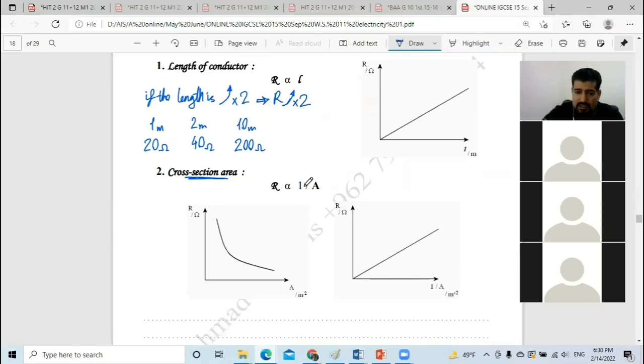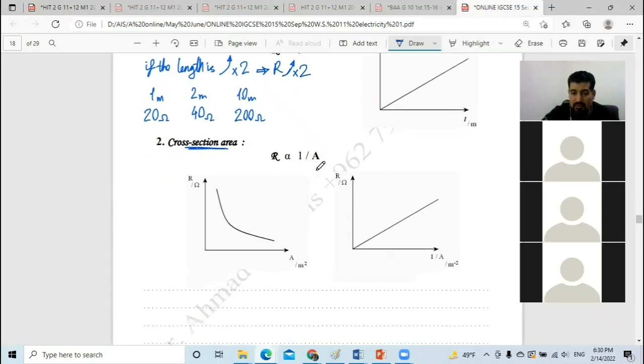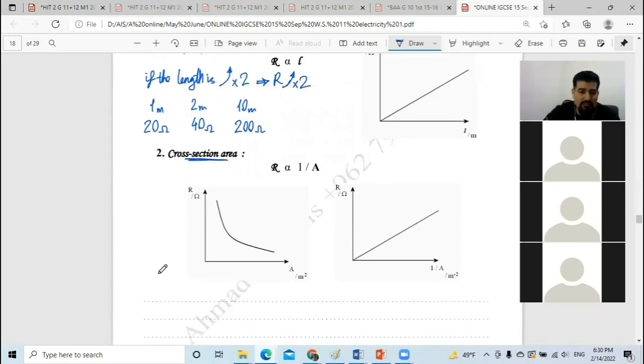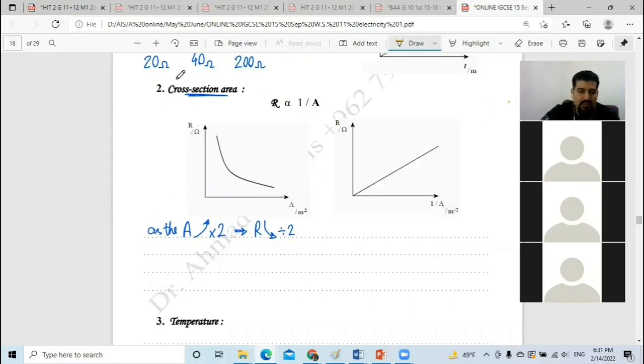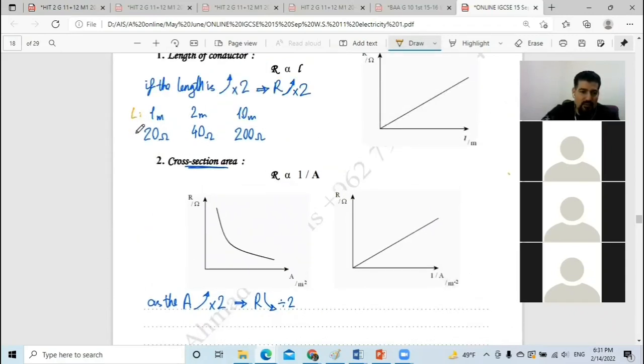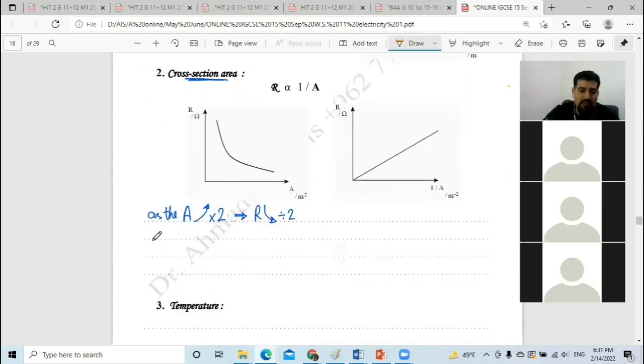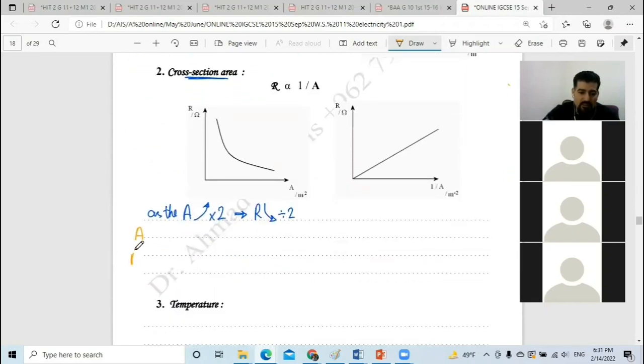So the relationship between the resistance and the cross-section area is what? Inversely proportional. What does inversely proportional mean? It means as the area is increased, multiplied by 2, the resistance will decrease, divided by 2. How, professor? For example, let me show you. Here we were talking about length with the resistance. Here I'm going to talk about the cross-section area with the resistance.